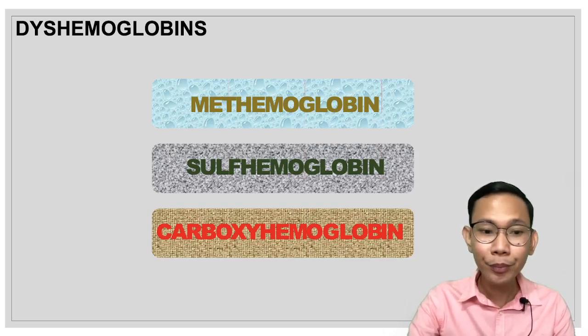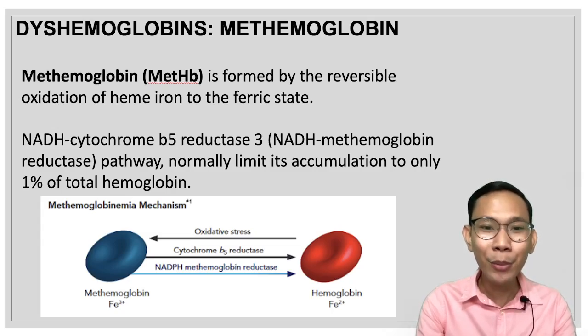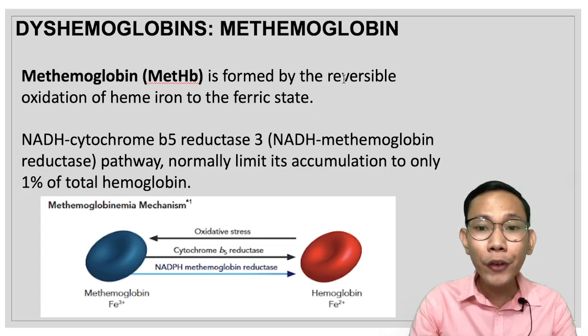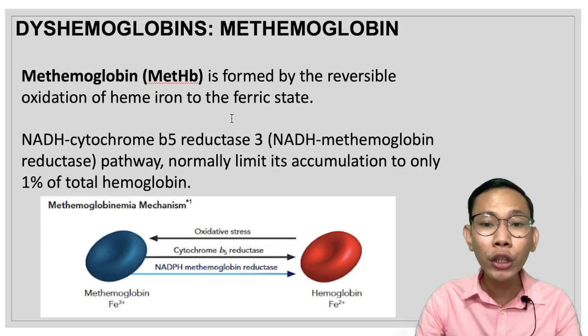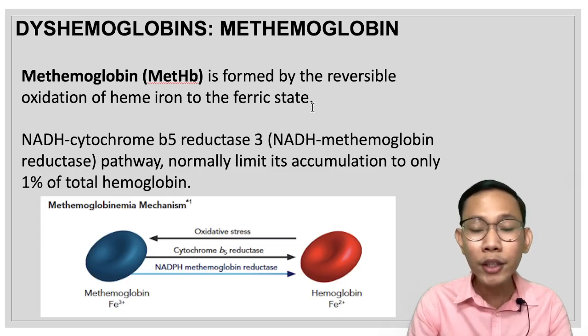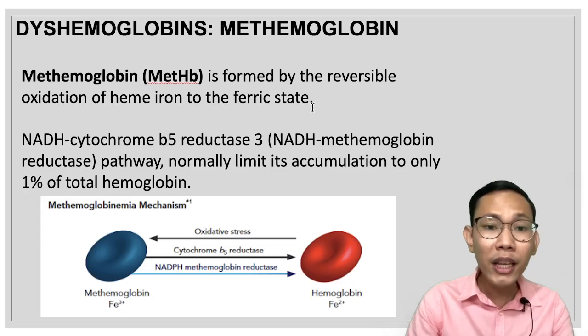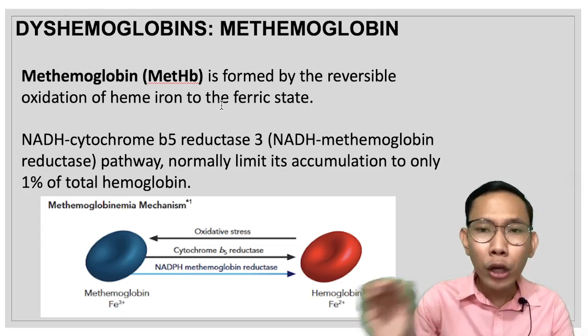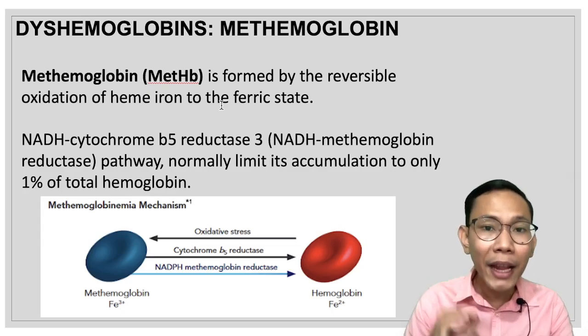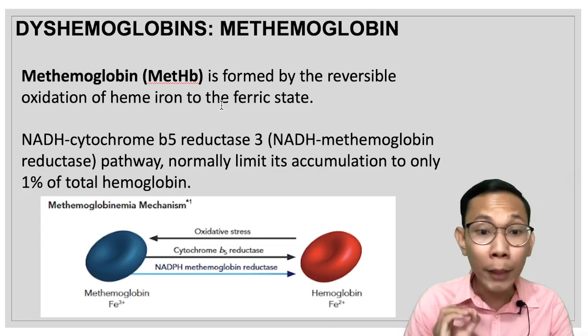Let's take them one by one. We have your methemoglobin. Your methemoglobin is formed by the reversible oxidation of your heme iron to the ferric state. Remember, it is only reversible. Normally, normal oxygenation and deoxygenation of hemoglobin will cause a formation of methemoglobin. We really have some methemoglobin formed in our body. However, it is only at a low value, less than 1%.